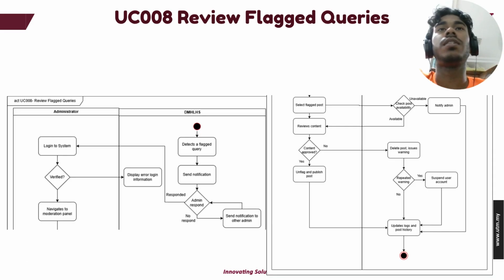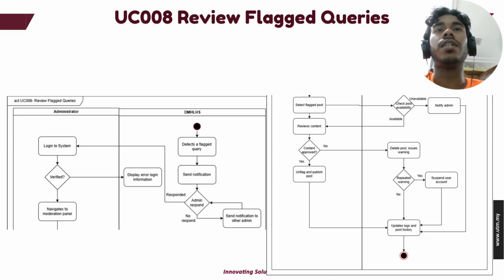As for the last use case, which is review flag queries, the flow starts when the system detects a flagged query and sends a notification to the admin. If the admin responds, the admin will log into the system and verify as usual. If not, the system will loop and send a notification to other admins until one of the admins responds. Then the admin will navigate to the moderation panel and select the flagged post. The system will check whether the flagged post is available or not. If available, the admin can review the content. If not, it will end.